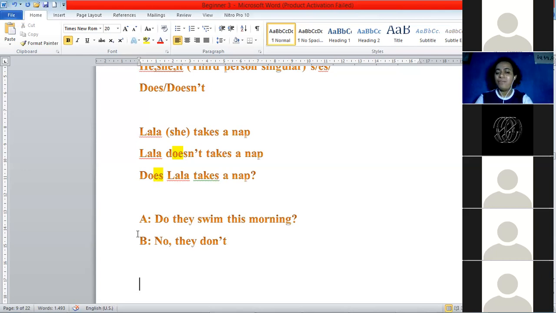Okay, Putri, don't forget. Everyone also, don't forget. We always use do when there's a verb. If there is no verb, then we use are, or we use to be, basically. Okay, good. One more example.